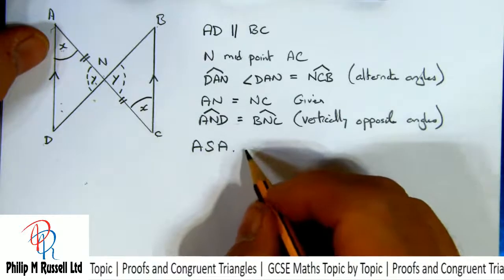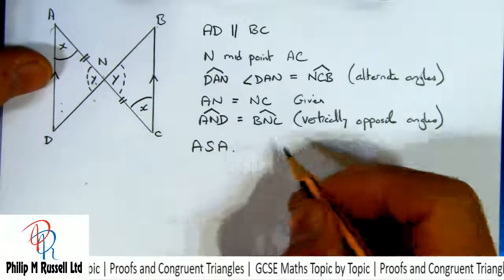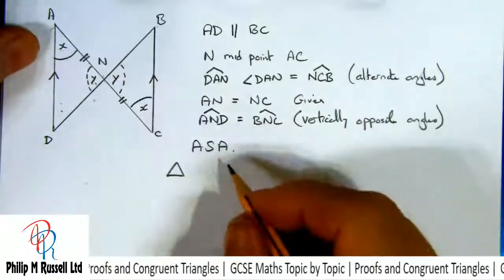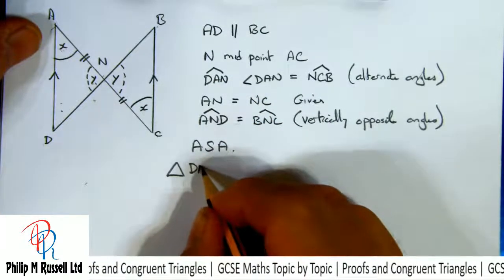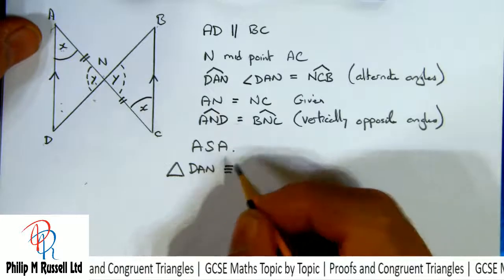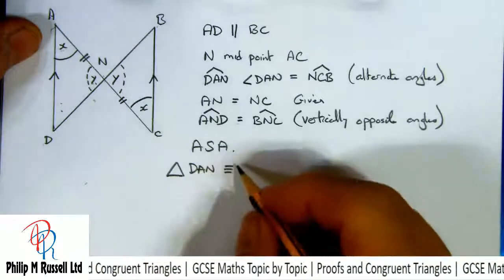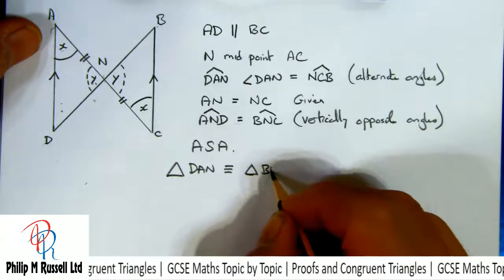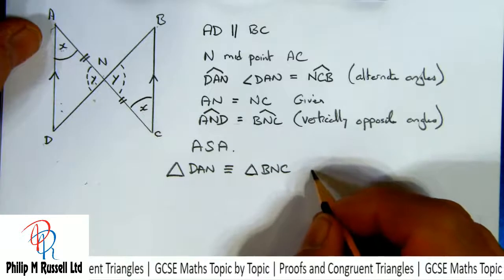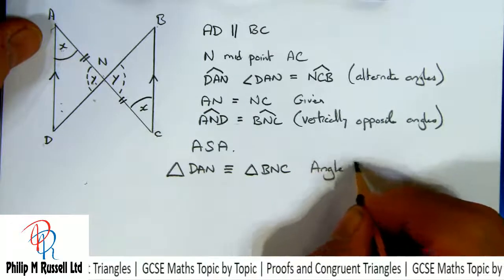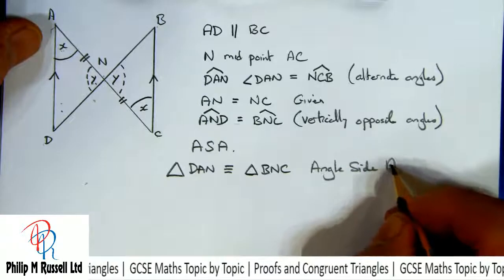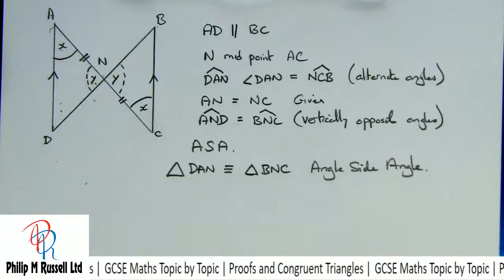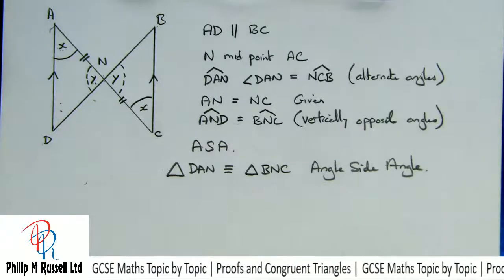So we've got congruency proved. So I can say that triangle DAN is identical to triangle BNC because of my angle, included side, angle. And these two triangles are therefore congruent.